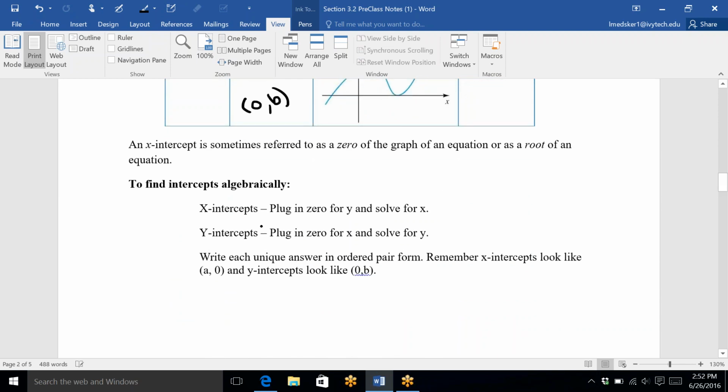If you want to find your intercepts algebraically, you just think about what the ordered pair looks like. There's a 0 in one spot and none in the other. So if you plug in 0 for y, you can find the x-intercepts. If you plug in 0 for x, you can find the y-intercepts. Don't forget to write them as ordered pairs.